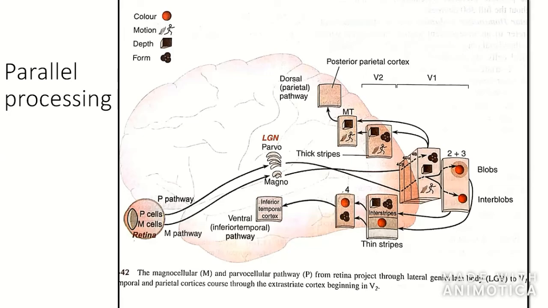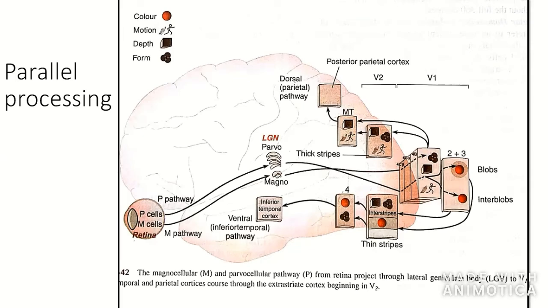The parvocellular pathway, after terminating in layer 4 alpha and 4C beta and going into blobs and interblobs, finally ends in the inferior parietal cortex to form the ventral pathway. So mainly you have to remember that there are two parallel pathways. One is a dorsal pathway and the other is a ventral pathway. The dorsal pathway ends in the parietal lobe and the ventral pathway ends in the temporal lobe. The dorsal pathway is by the magnocellular pathway cells and the ventral pathway is by the parvocellular cells.